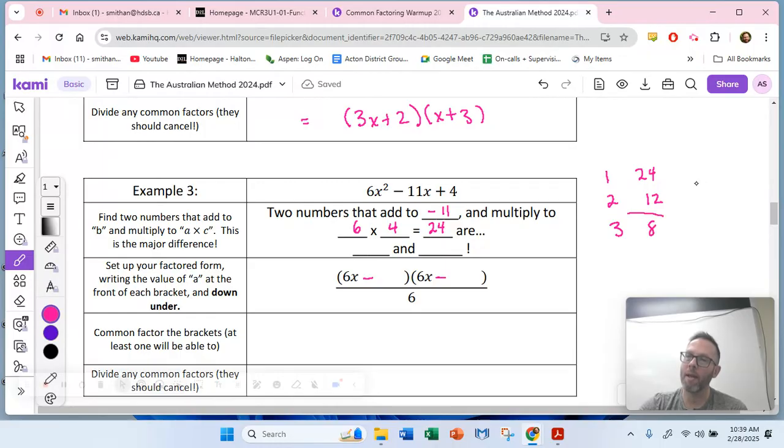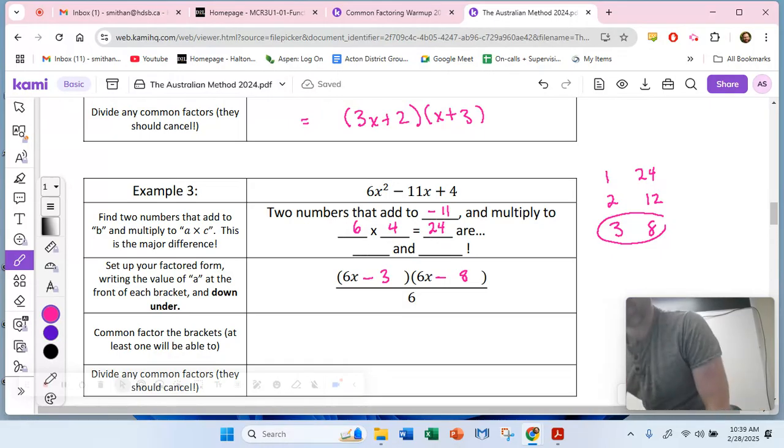But 3 and 8 can make minus 11, right? If they're both negative. So 6x minus 3, 6x minus 8. So far, so good. Set up our skeleton, 6x, 6x, 6 down under. But can you guys divide a 6 out of 3 evenly? No. Can you divide 6 out of 8 evenly? No. So what do we do? We can divide something from this one.